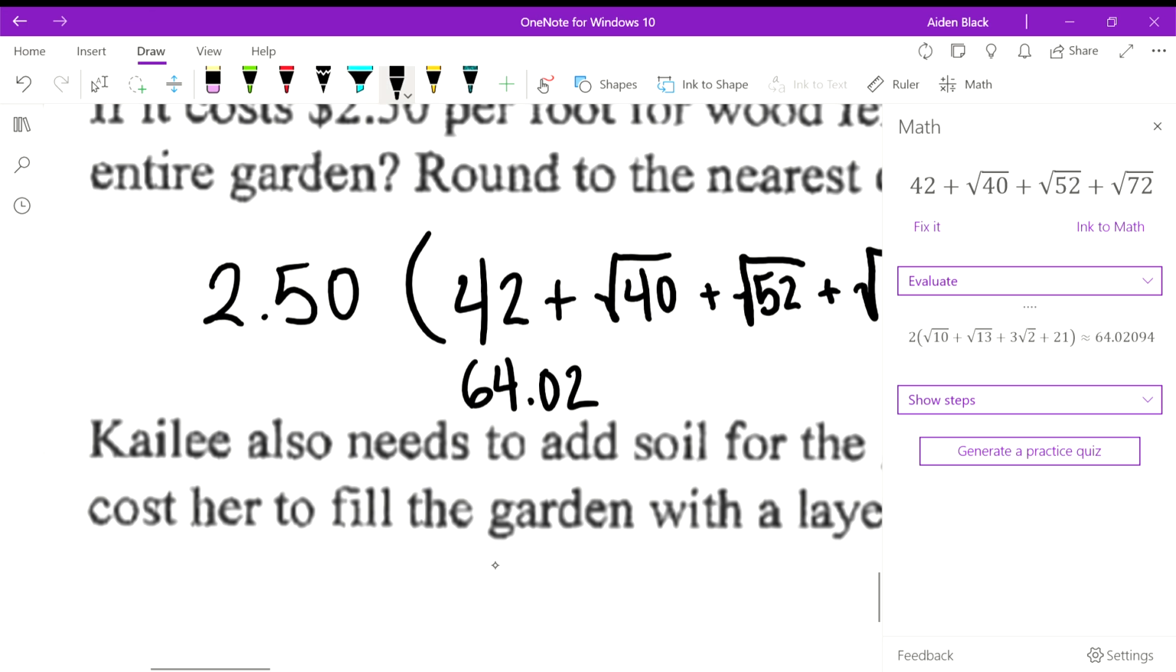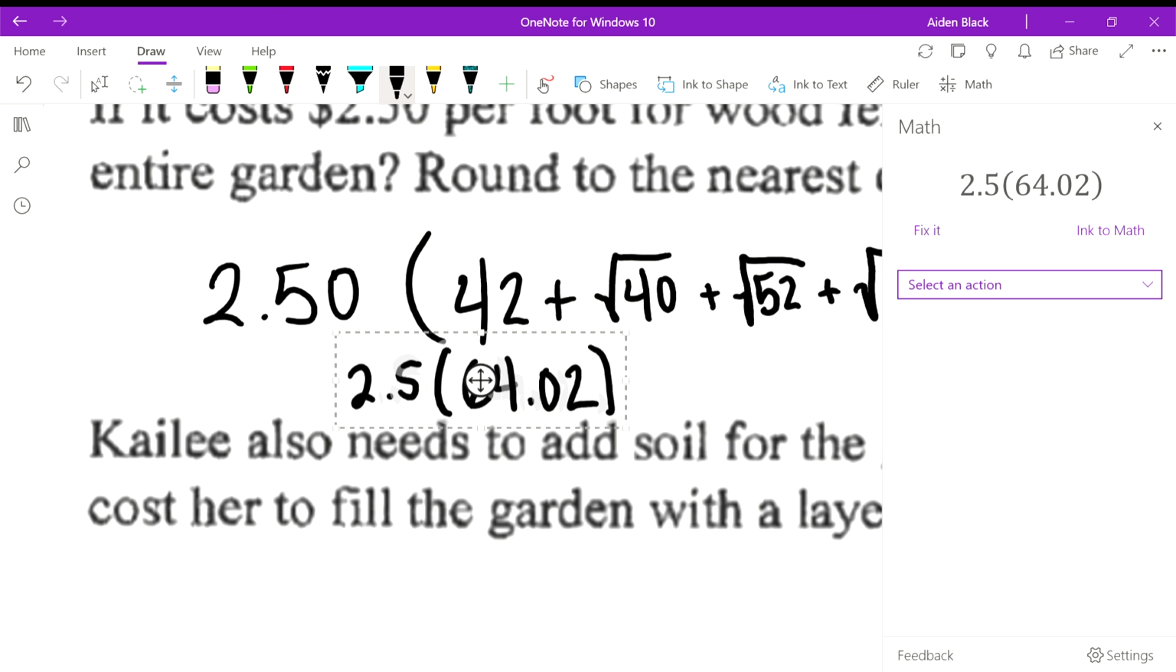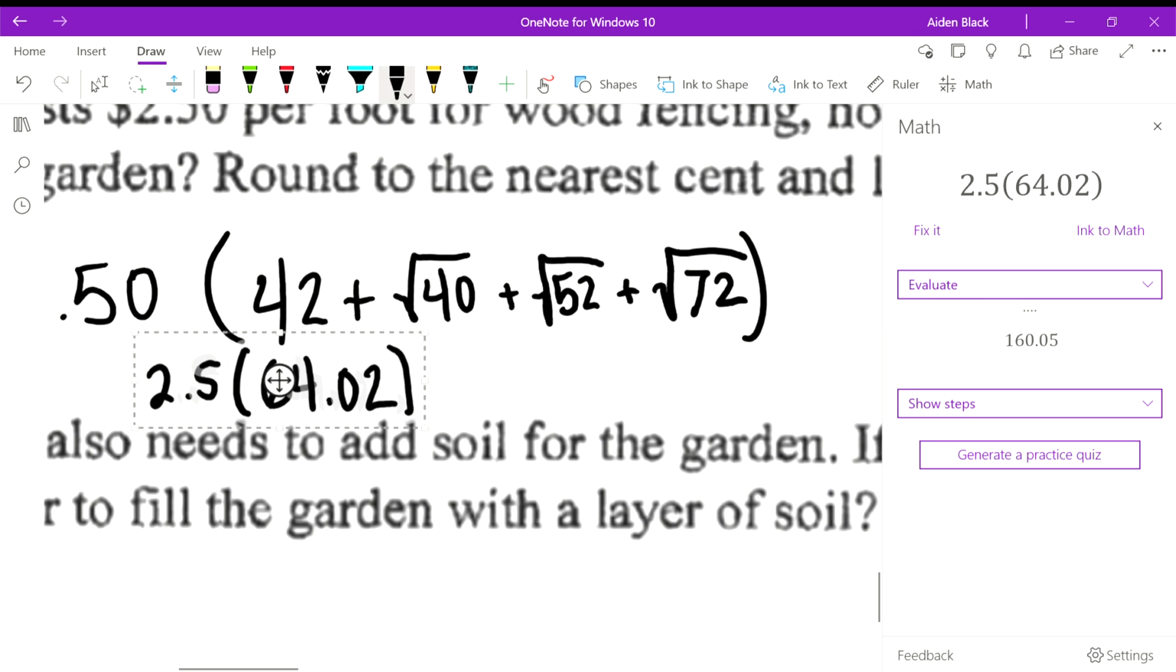So we have 2.5, because that's the same as 2.50, right? Times this. Should be 160 bucks and 5 cents.